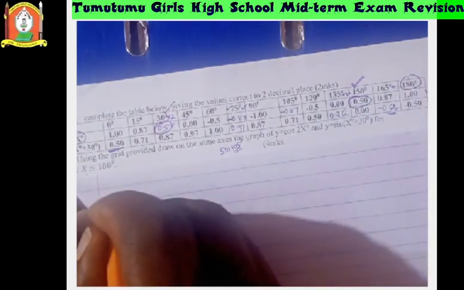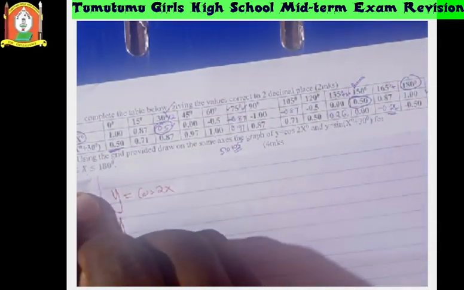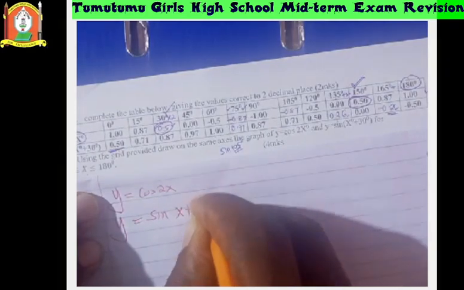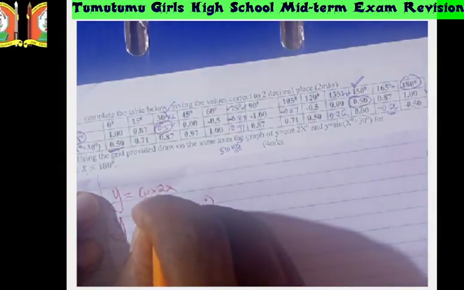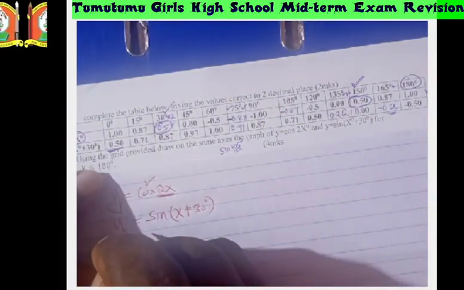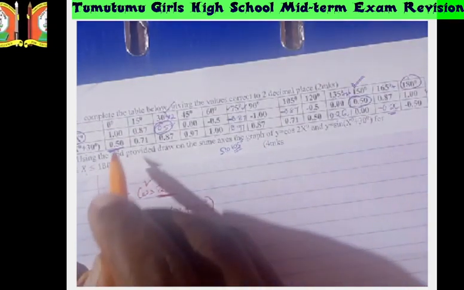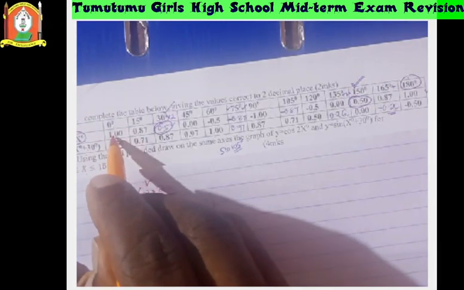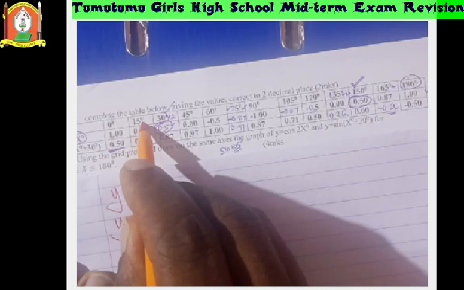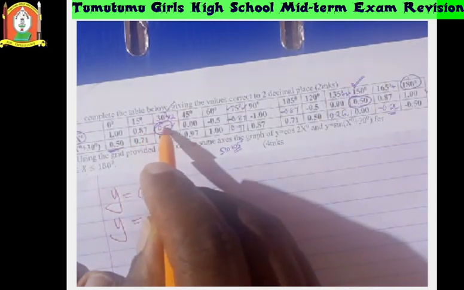So the functions we have are y equals cos 2x and y equals sine of x plus 30 degrees. It means we double the value of x, then we find its cosine, using our calculators. 0 times 2 is 0, cos 0 is 1. 15 times 2 is 30, cos 30 is 0.87.